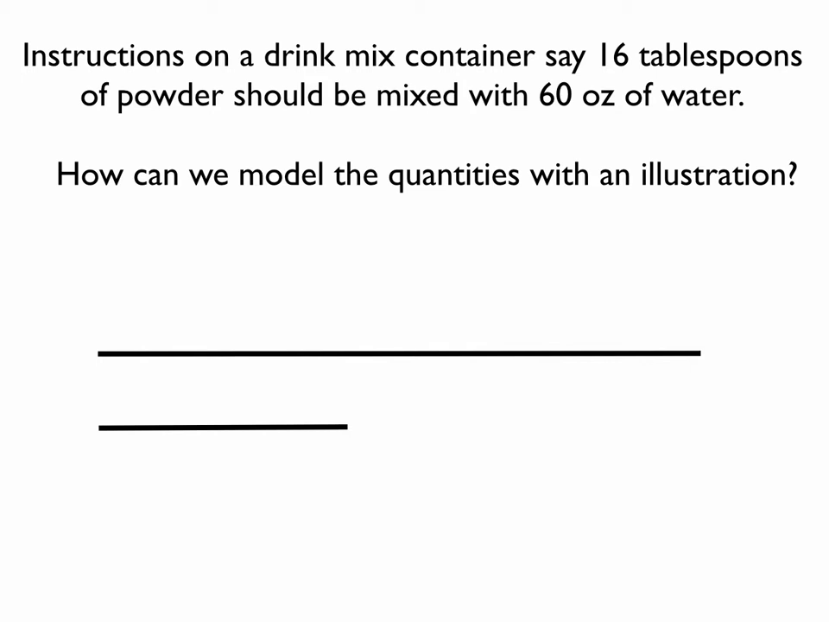So any ideas? What could I do with these bars? Well, you can see how much the smaller bar fits in the larger bar, and figure out the quantities after. Well, what do the bars represent? Not exactly how much of this block is larger because it's not proportionate, but the larger bar represents the 60 ounces of water, while the smaller represents the 16 tablespoons of powder.